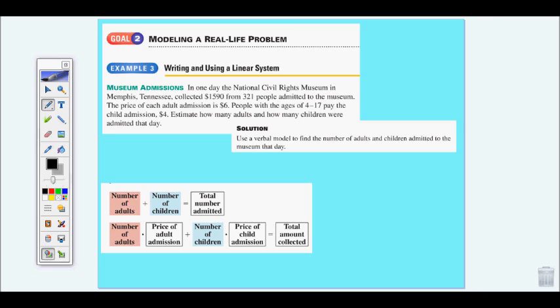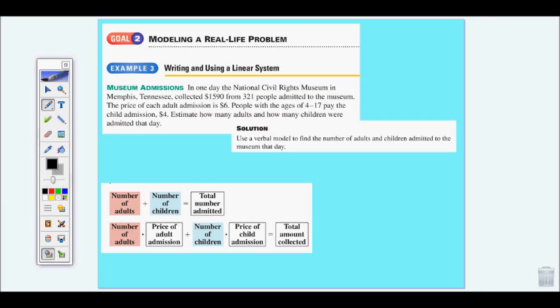So the price of each adult is $6, and the people between 4 and 17 years of age pay only the child admission, which is $4. So we need to estimate about how many adults and how many children were admitted each day. So that's going to be the part of our second equation that has two variables in it. So use a verbal model to find the number of adults and children admitted to the museum that day.